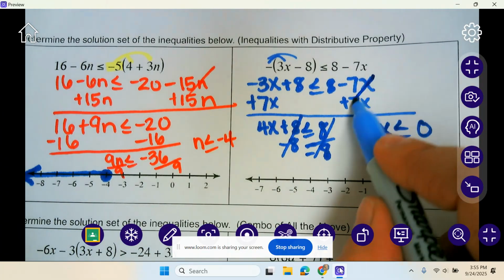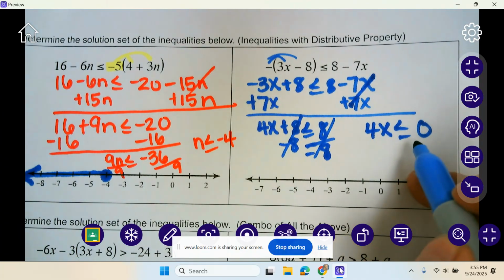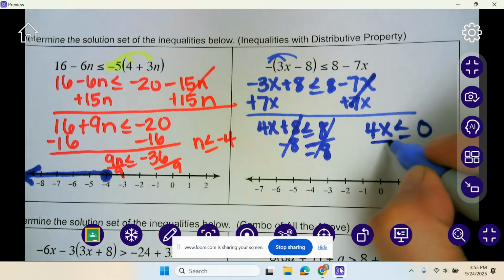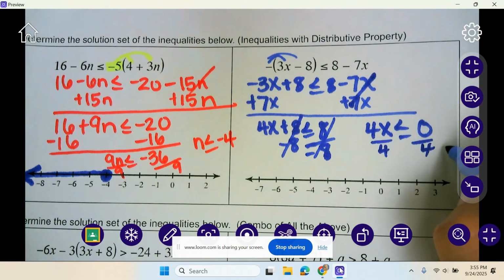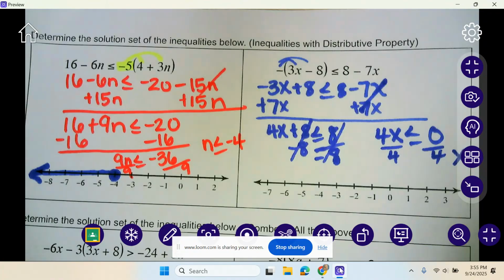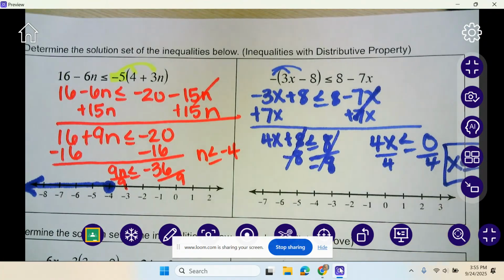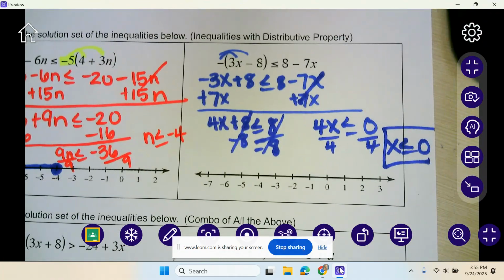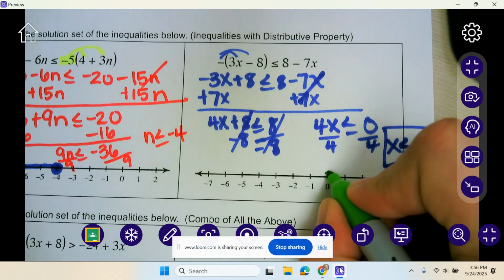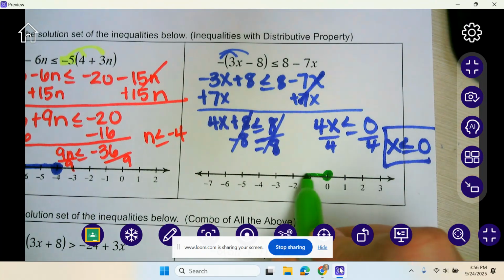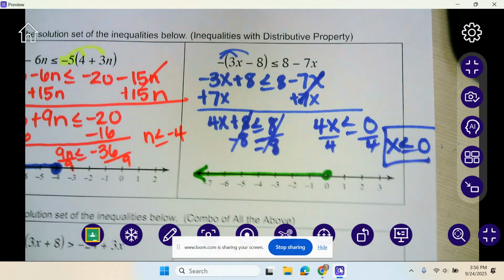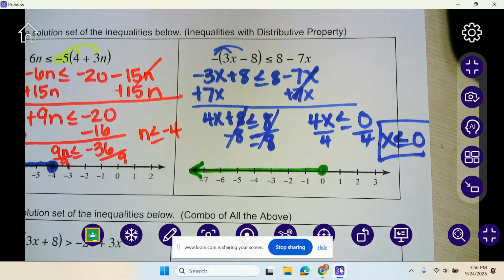Because these canceled, the 8 canceled, and then now I'm just left with this. So when I divide by 4, I get x is less than or equal to 0. That's my final answer. Oops, going off the page. That's my final answer. And then on the actual graph, I'm going to put a closed dot at 0. And then everything to the left is part of the solution set.